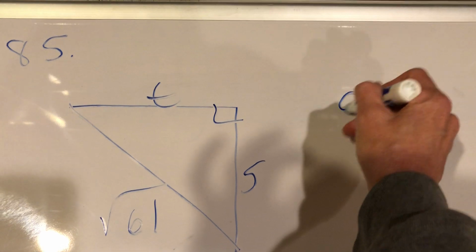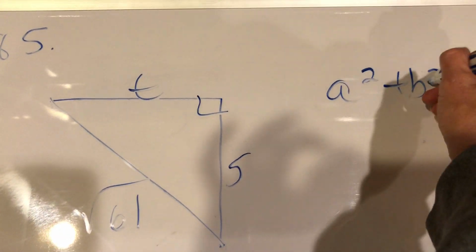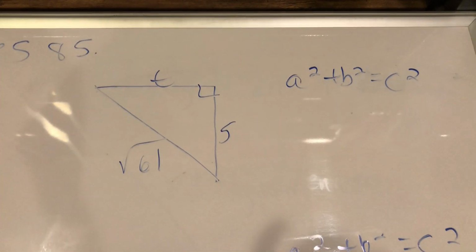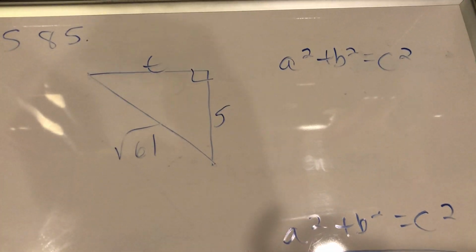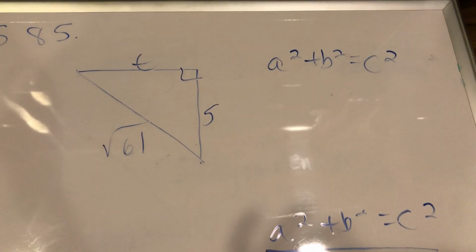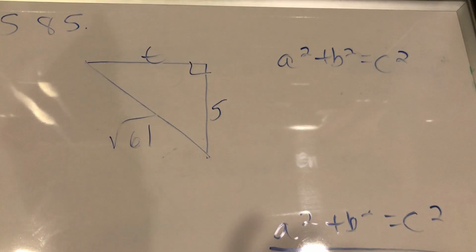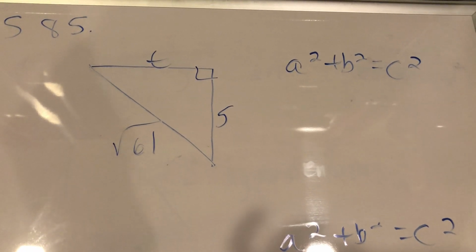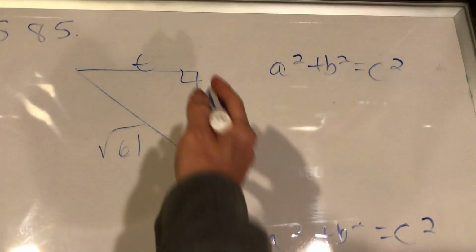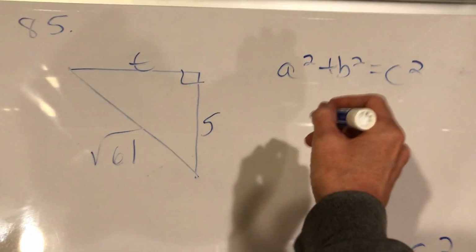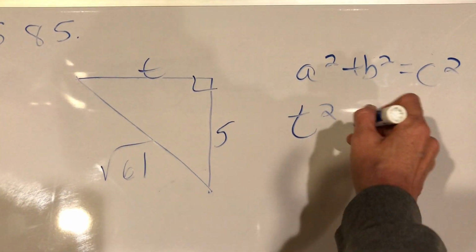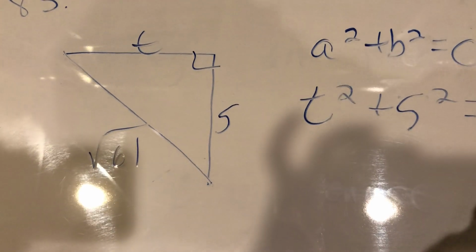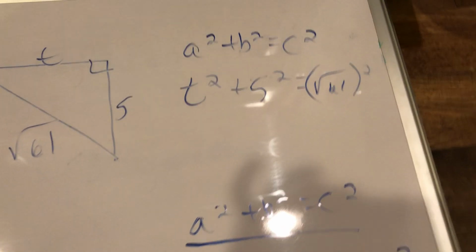So again, I'm going to write a squared plus b squared equals c squared, because I always want to write out the formula, because I want to see the formula. I want to know that you're getting it memorized, if you don't already have it memorized. You've got to be real careful where you place things. The square root of 61 is your hypotenuse. It's what's across from the right angle, right there. So when we plug in, we'll put t squared plus 5 squared equals the square root of 61 squared. So that's what that'll look like.